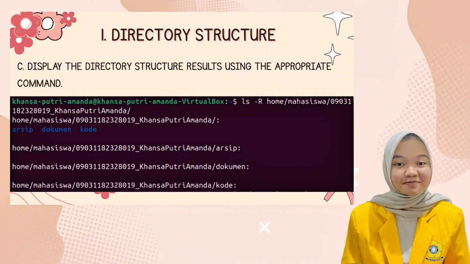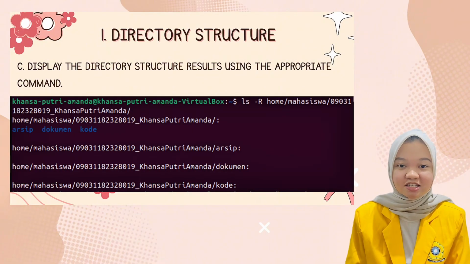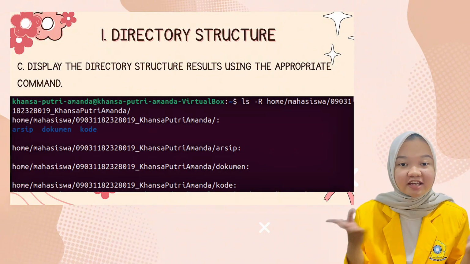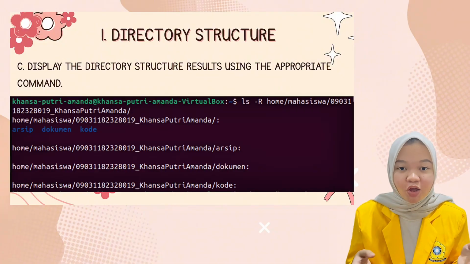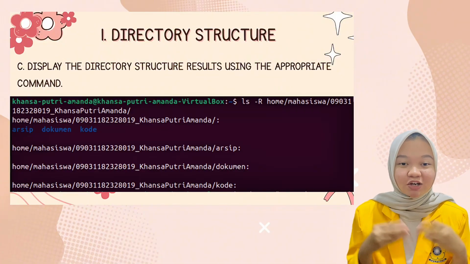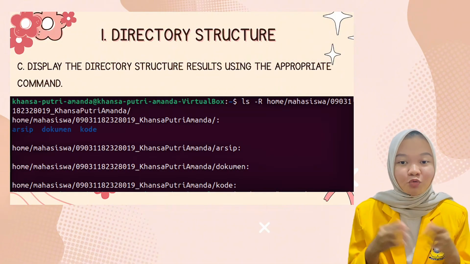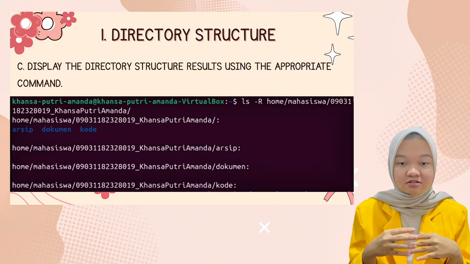Part C. Display the directory structure result using the appropriate command. After the directories are finished being created, we can display the structure using the command ls -R to view all the directory content recursively.